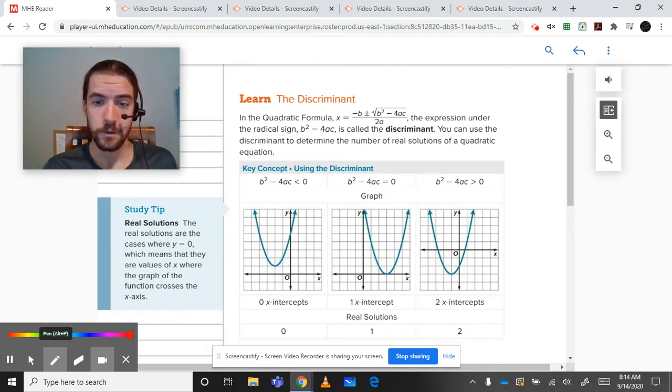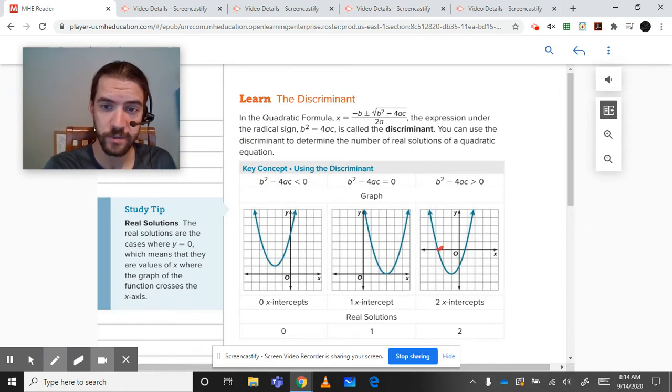You can use the discriminant to determine the number of real solutions of a quadratic equation. Okay, so what that is saying is there's a part of this equation that tells you a little bit something about that equation. So when we say real solutions of a quadratic equation, we're talking about solutions to the equation when we set it equal to 0. So we say, when does the function equal 0?